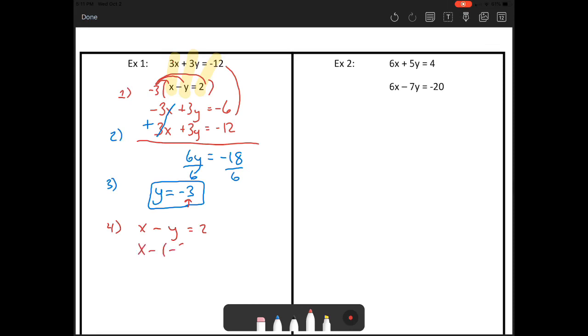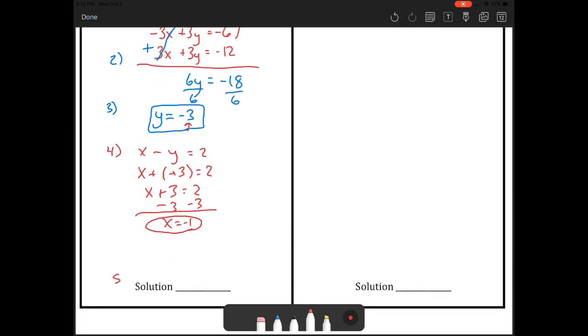I'm going to plug in my negative 3 there. So I'm going to get x minus negative 3 equals 2. Those can cancel, and I'm going to get x plus 3 equals 2, minus my 3 on both sides. And I end up with x equals negative 1. So my last step, number 5, is always to put it in an ordered pair. So I get negative 1, negative 3 as my ordered pair.